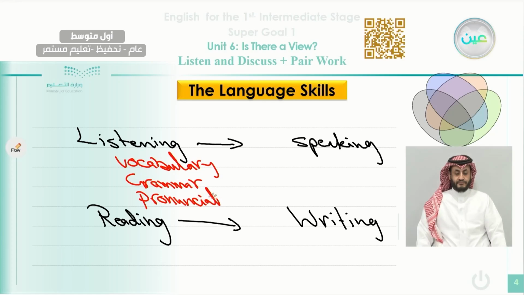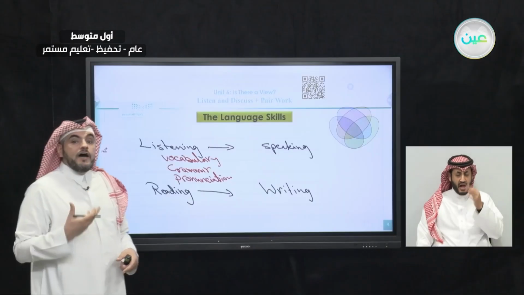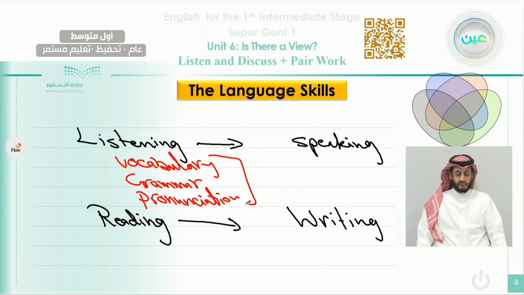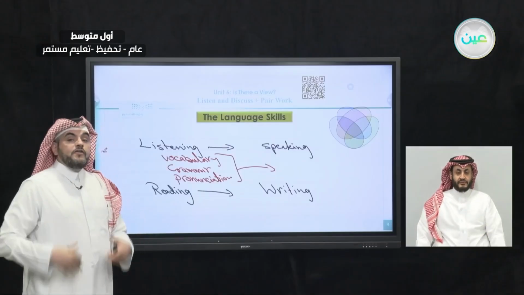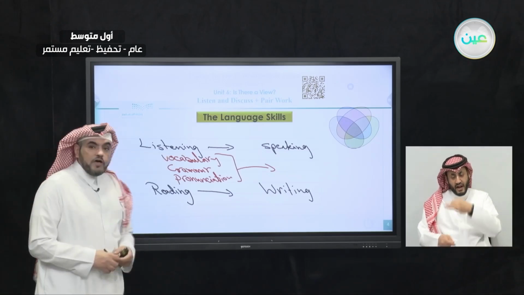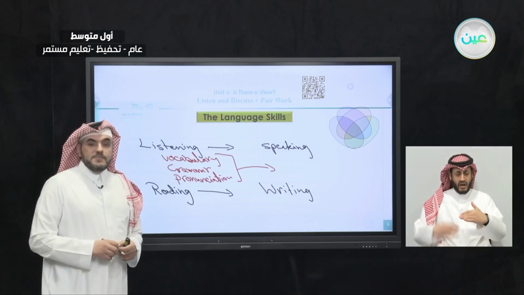Pronunciation, that is how the words and how the sentences are said, how they are pronounced. Okay, so these 3 skills, if you take care of them, that will, as we said before, impact your speaking skill. So if you listen carefully, and if you keep on practicing listening, that will improve your vocabulary, grammar, and pronunciation.